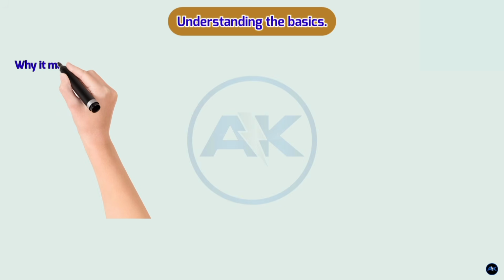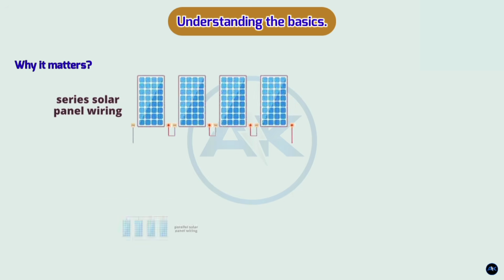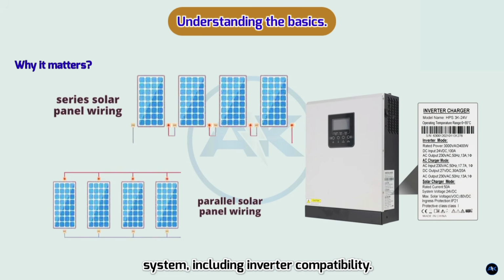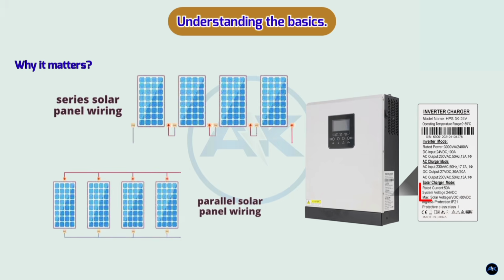Why it matters. The choice between series and parallel connections depends on the specific requirements of your solar system, including inverter compatibility. Inverters have maximum input voltage and current limits. The string configuration must be within these limits.